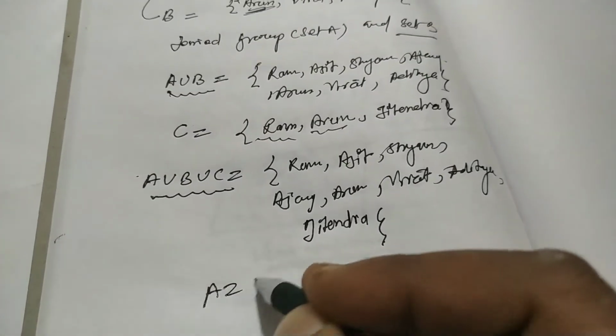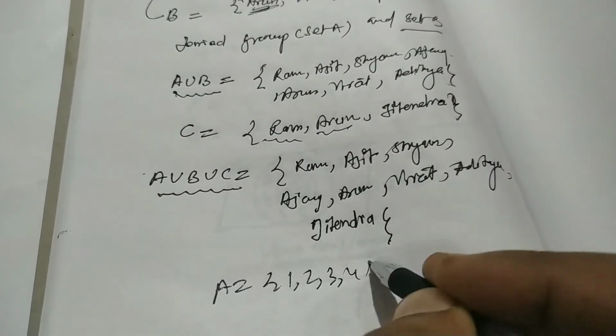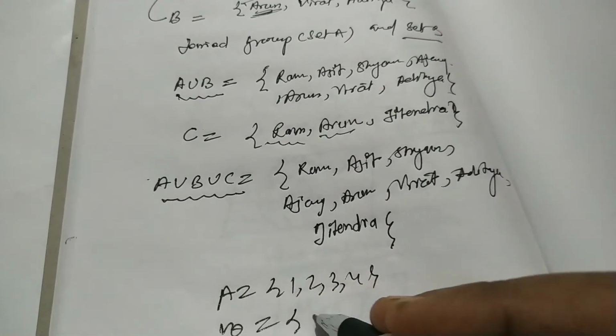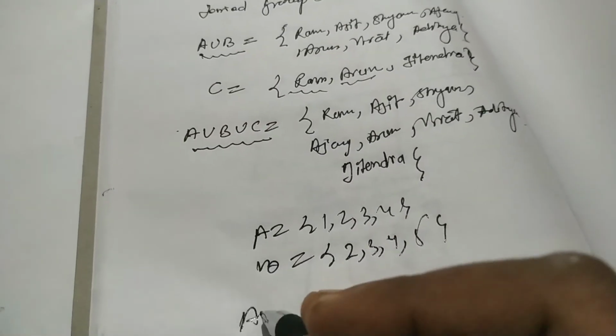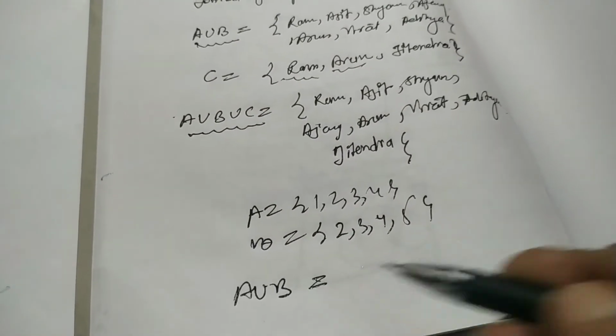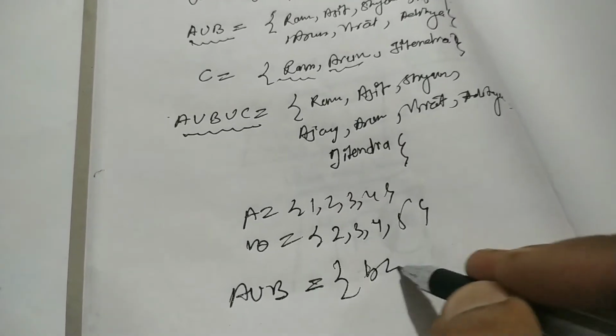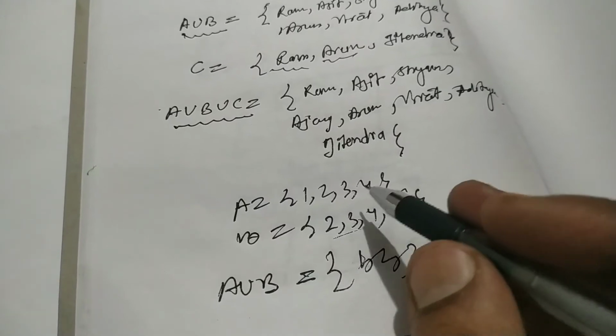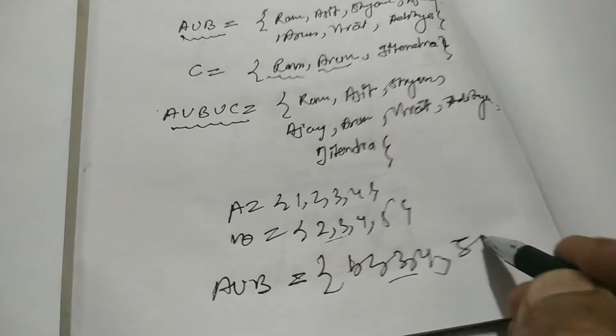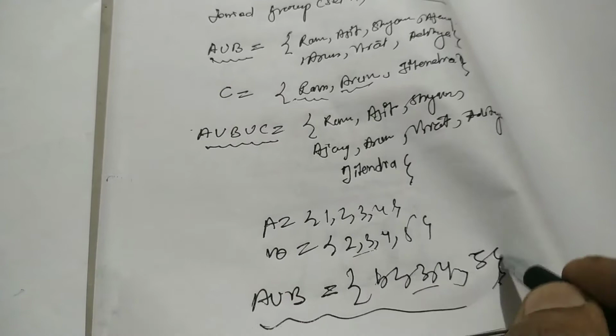Very simple. If A is 1, 2, 3, 4 and B is 2, 3, 4 and 5, then when we join these two sets we call it A union B, and we write 1, 2, 3, 4, and since 2, 3, 4 are in set A also, we write only 5. So this is called A union B.